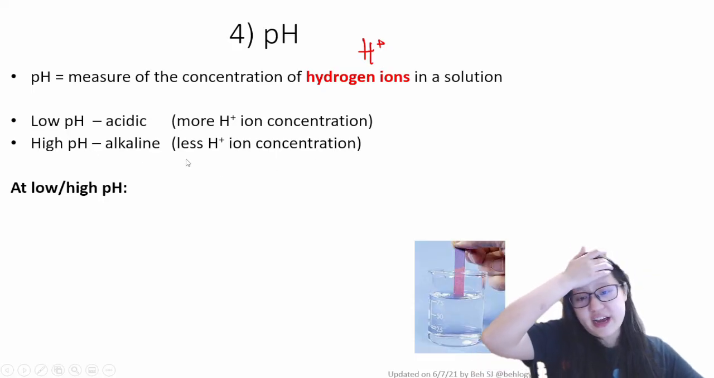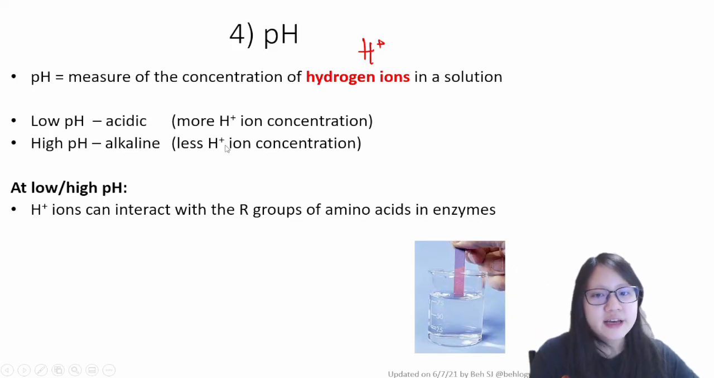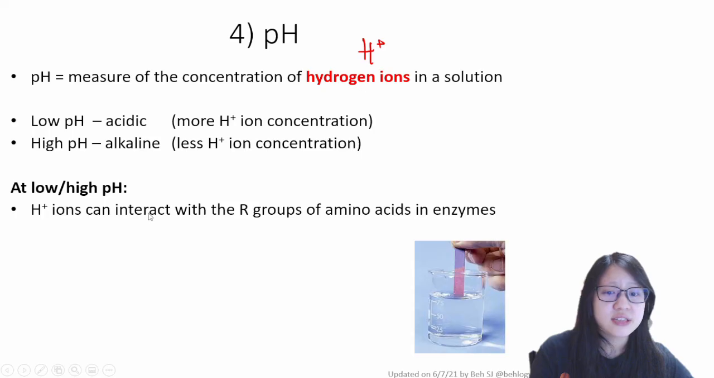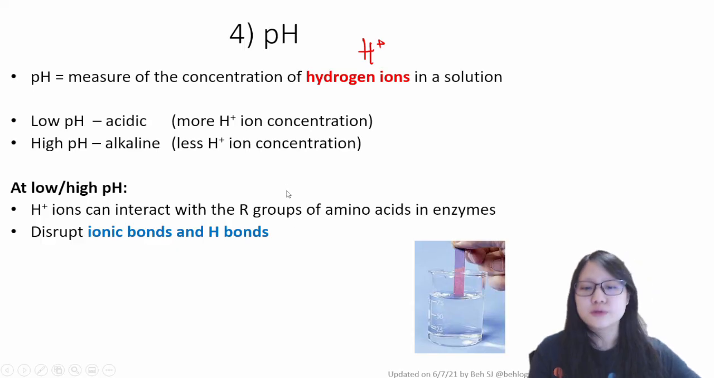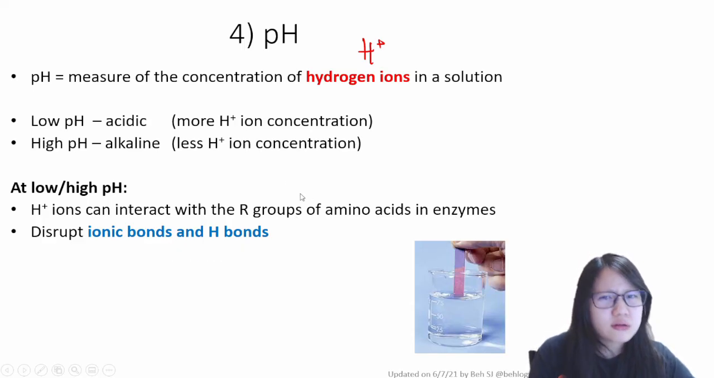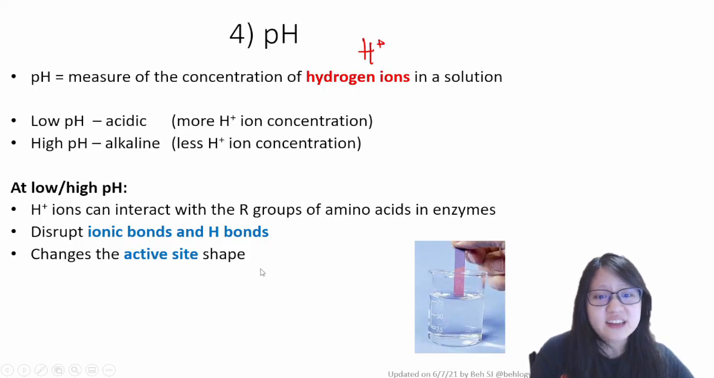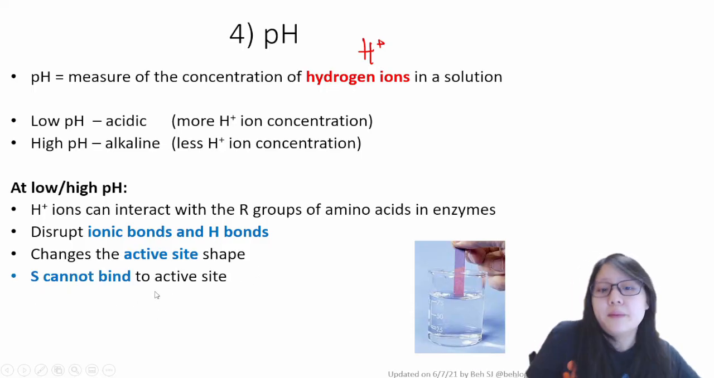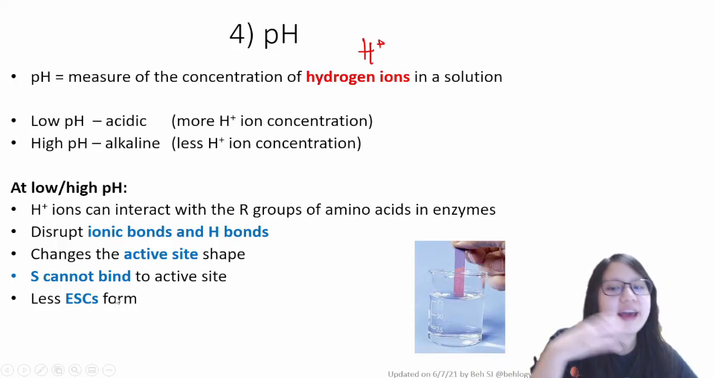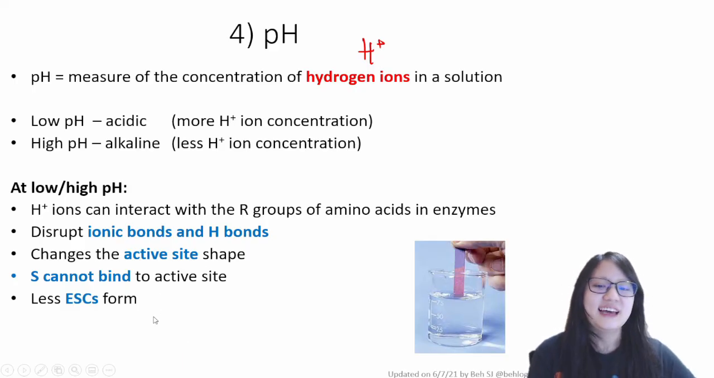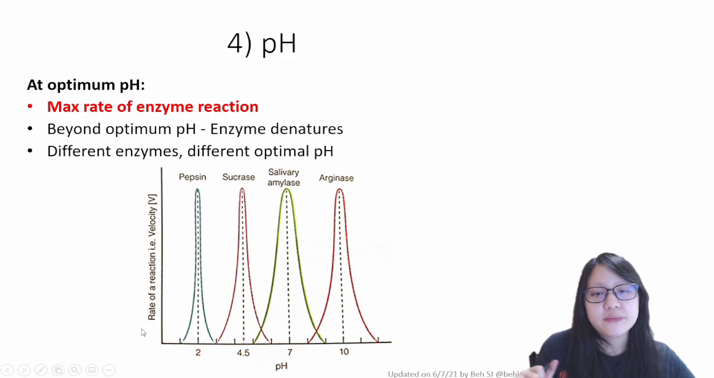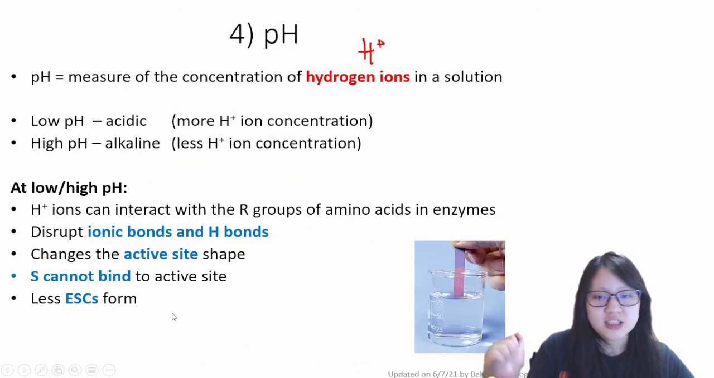Now, at very low or very high pH, basically not optimum, these hydrogen ions can interact with R groups of the amino acids in the enzymes. Either too little ions or too many ions can interact. And therefore, this disrupts ionic bonds and hydrogen bonds in the protein. Remember, enzymes are all globular proteins. This changes the active site shape, and therefore substrate cannot bind to the active site. Less enzyme substrate complexes form. Do you realize that these terms appear a lot? Anyways, less enzyme substrate complexes form, and therefore low rate of reaction.